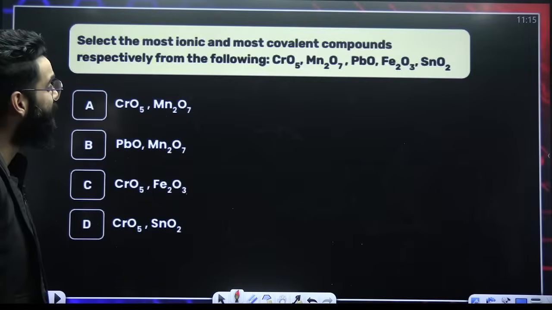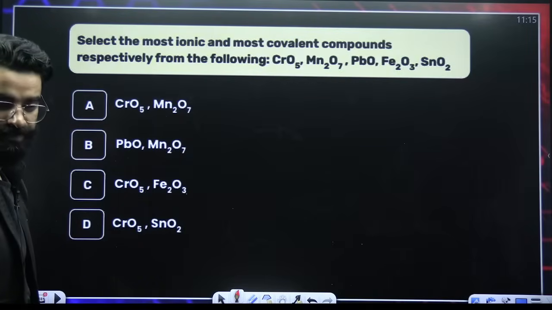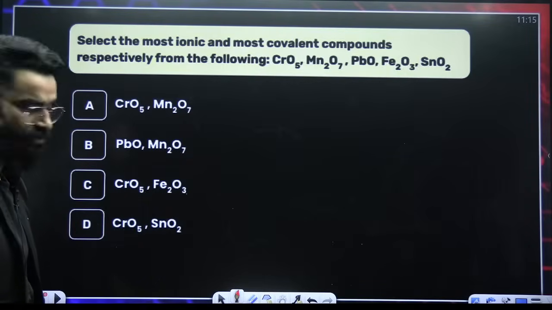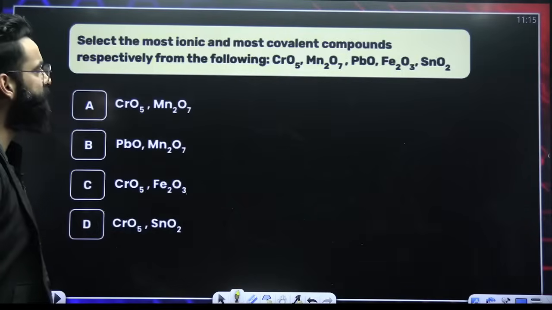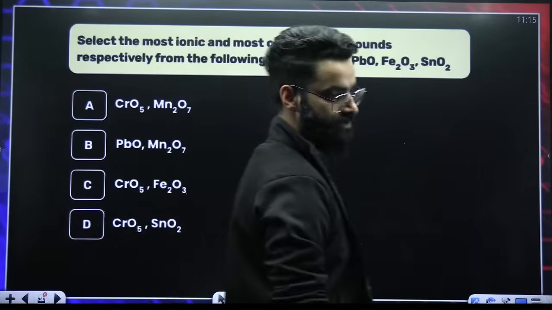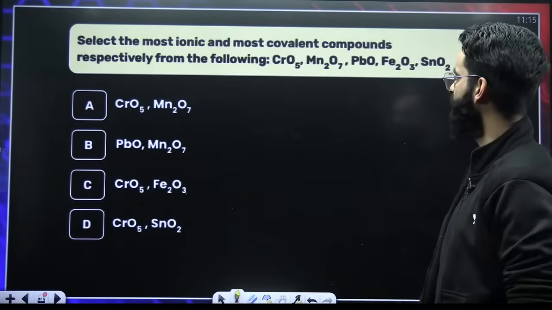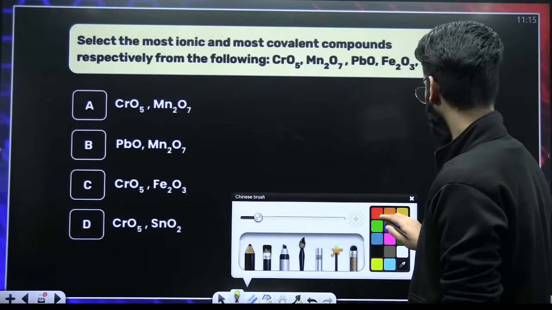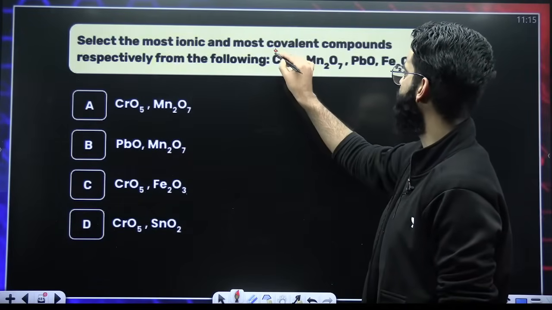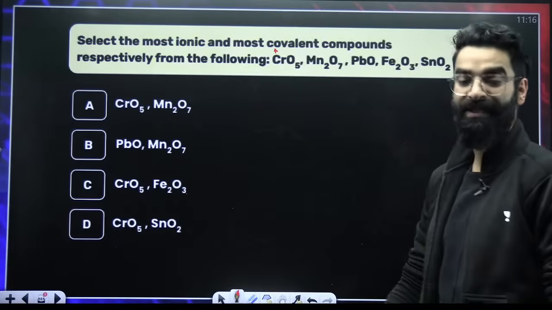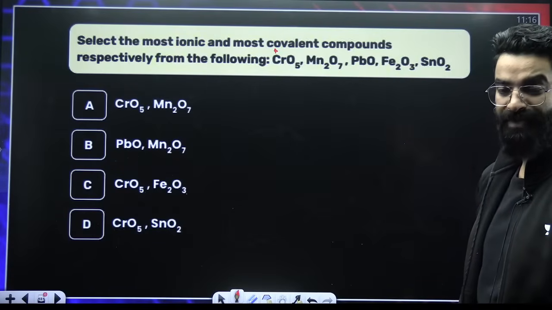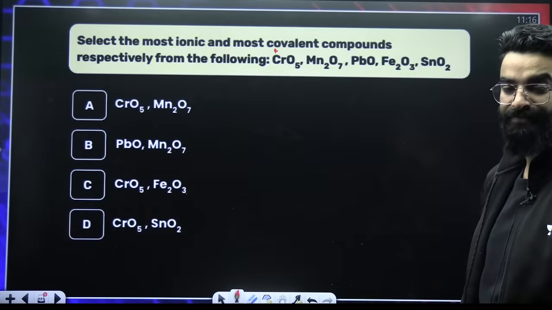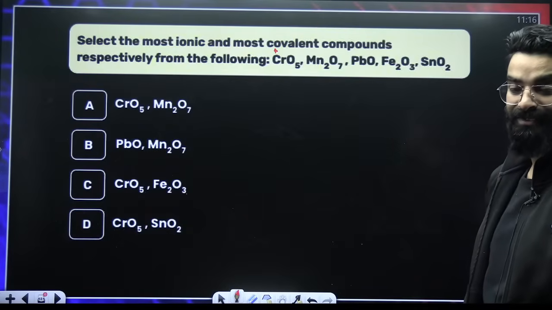Select the most ionic and most covalent compounds. Let's select the most covalent first. If you look carefully, chromium oxidation state here in CrO5. Can you let me know that? Oxidation state of chromium in CrO5. Quickly. What is the oxidation state of chromium in CrO5? That butterfly structure, if you remember.